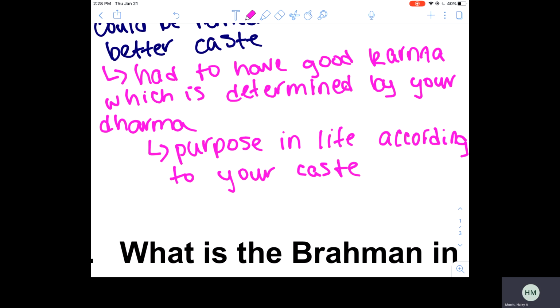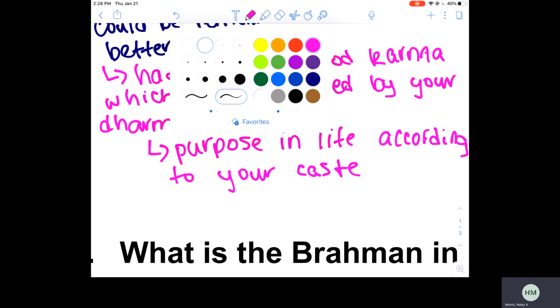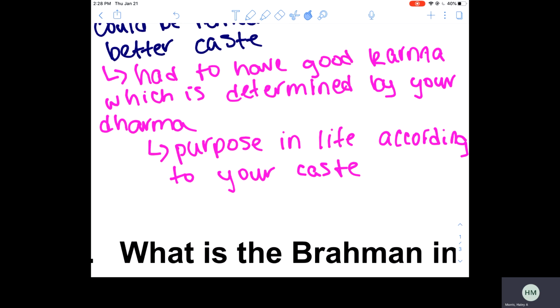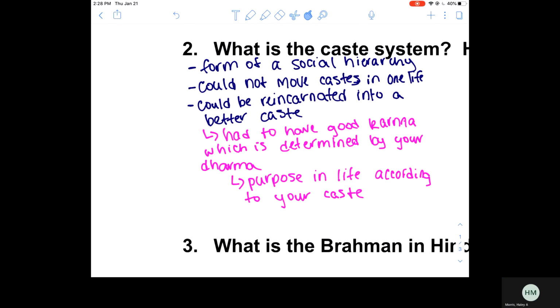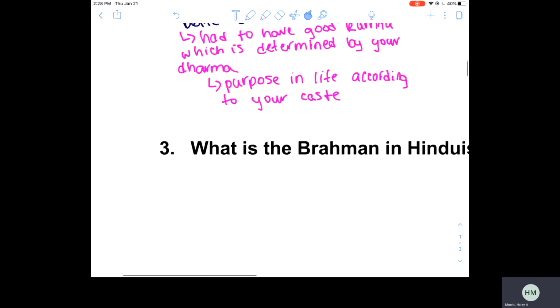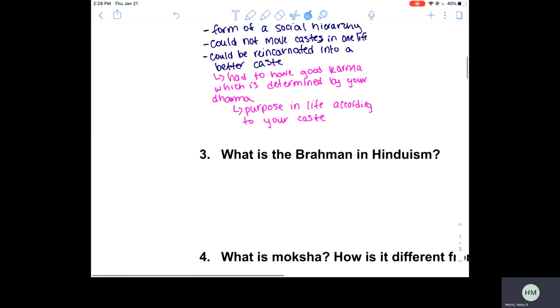So if you were like a slave, then you would get good karma and good dharma by being a good slave, not by trying to be somebody else who's not a slave, but to just be a good slave and to not complain about it. Which today sounds very sad, but that's just what they accepted at this time.